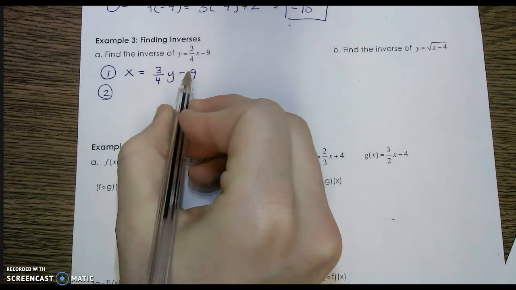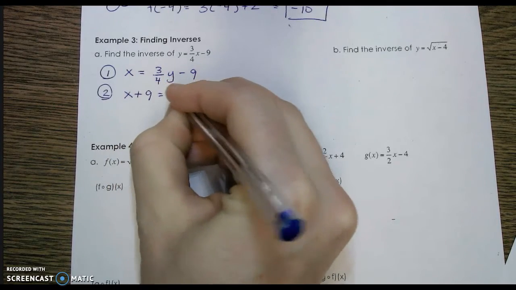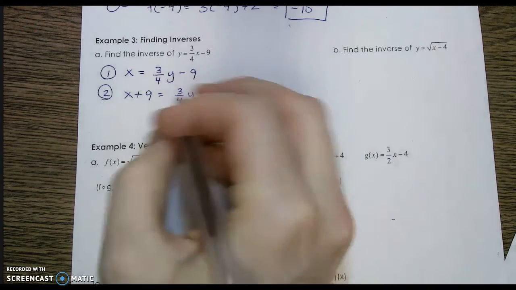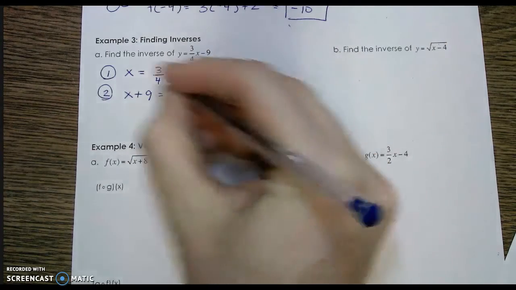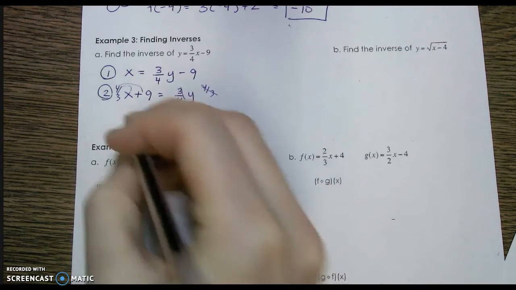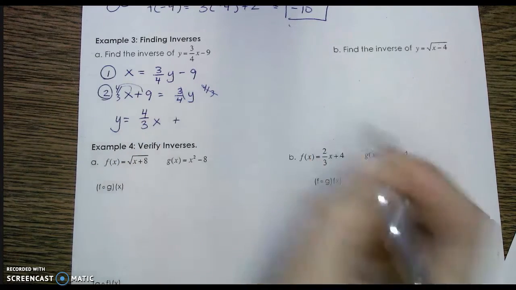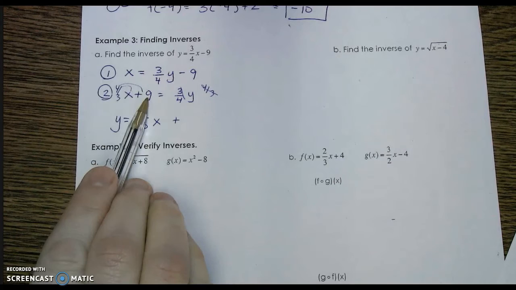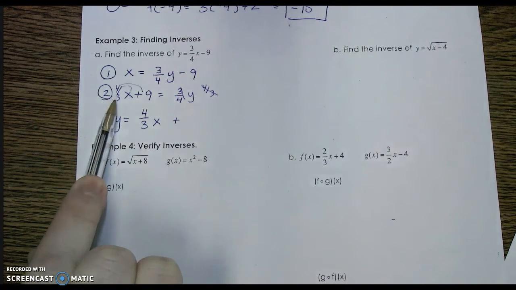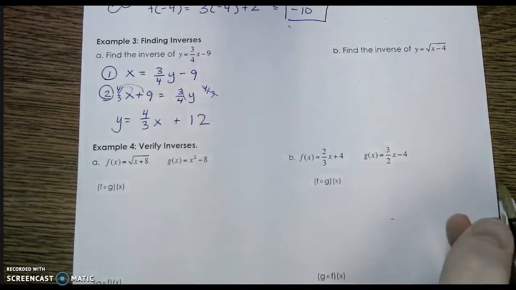So we're going to add 9 to the other side. And then we need to get rid of the 3/4, so we multiply by the reciprocal. I multiply both sides by 4/3, which needs to be distributed. And so we get y equals 4/3 x plus, if I multiply 9 by 4/3, 9 divided by 3 is 3, and then 3 times 4 is 12. So this is my inverse.